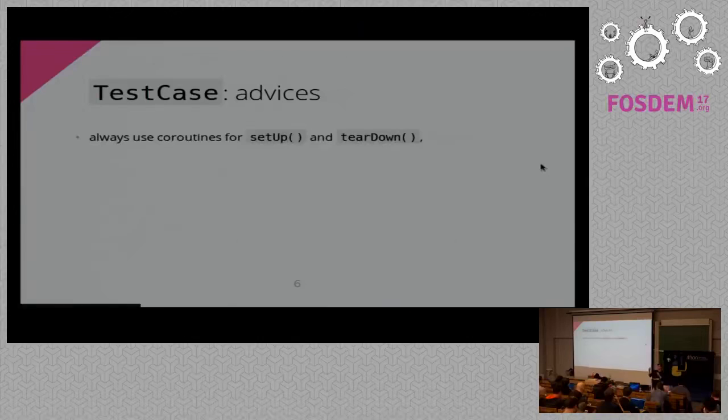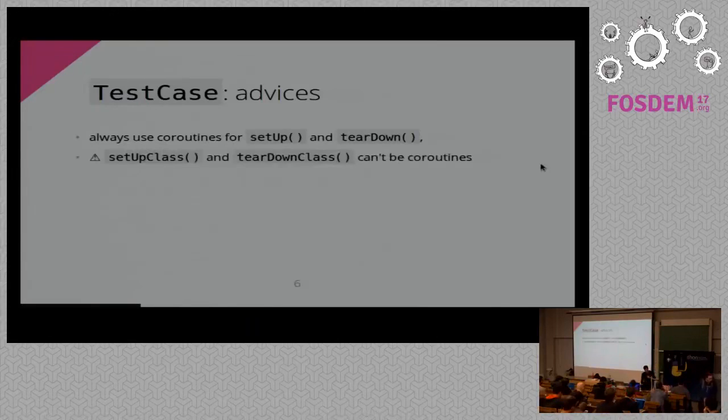Just a quick piece of advice regarding that. Since it's fully compatible with unittest, setUp and tearDown can be actual functions, but I suggest that you always use coroutines because it will be way easier and you won't have to remember if you need to await your parent setUp or stuff like that. So always stick to coroutines.